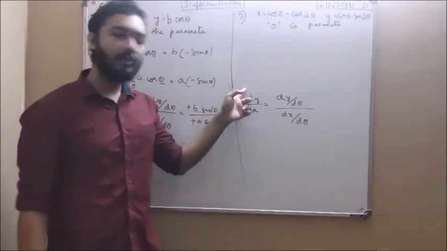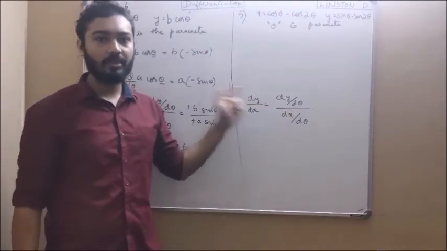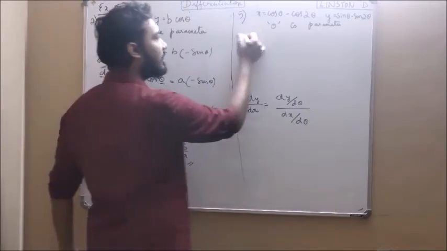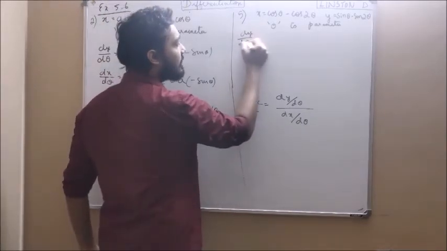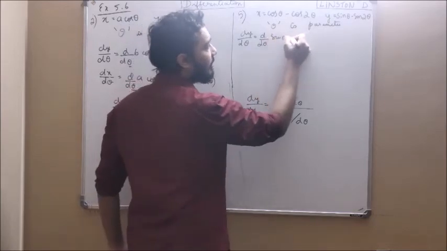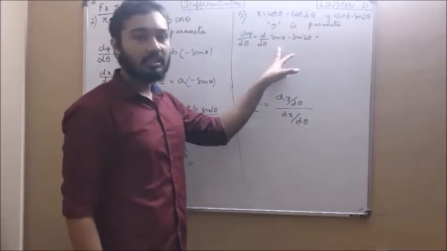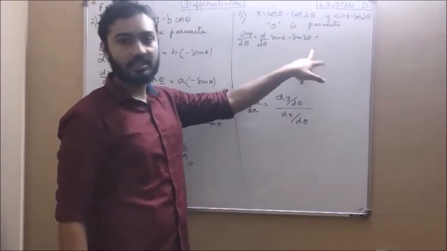So you already know dy by dx is nothing but dy by d theta divided by dx by d theta. Same like the previous problem. Now first find dy by d theta. What is dy by d theta? So it is d by d theta of sin theta minus sin 2 theta. Now this is the difference, so differentiation of this minus differentiation of this.